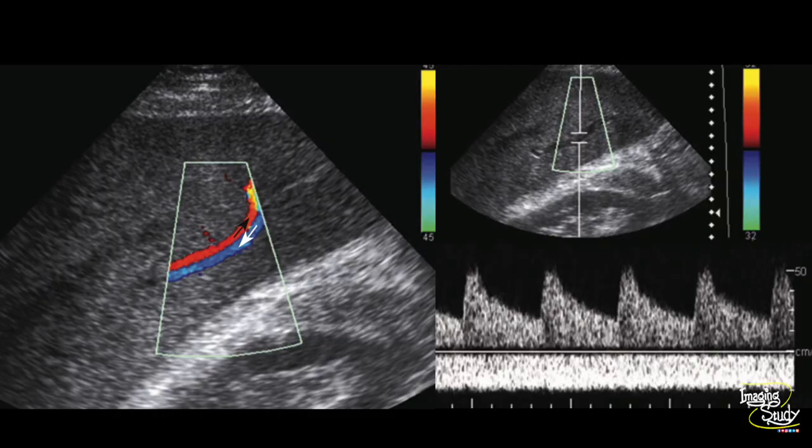Here's the parallel channel sign. On color Doppler, you can see both are showing flow. The hepatic artery and portal vein should have same directional flow, which will be found as same color on Doppler. But here you can see the hepatic artery showing red and portal vein showing blue color, indicating the disturbance of direction. Here we have taken the sample, and you can see the portal vein showing away from the liver flow, and the hepatic artery is giving flow towards the liver.